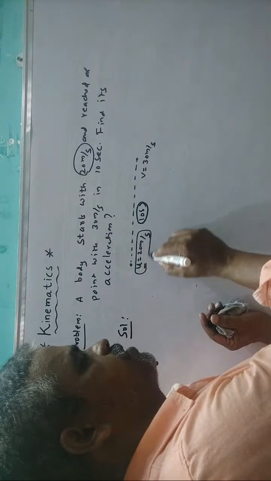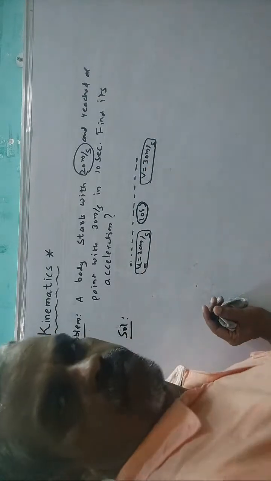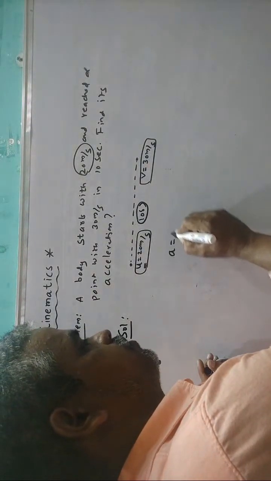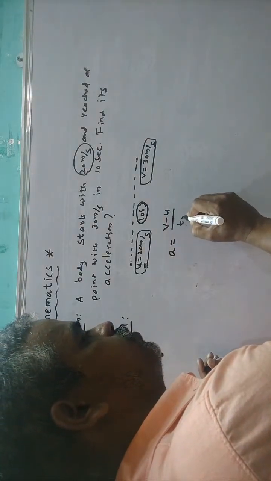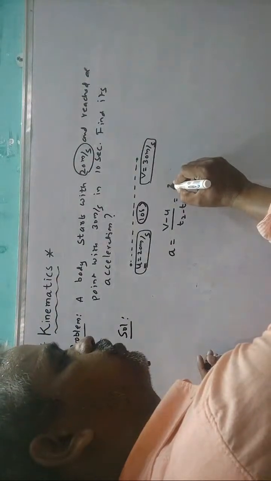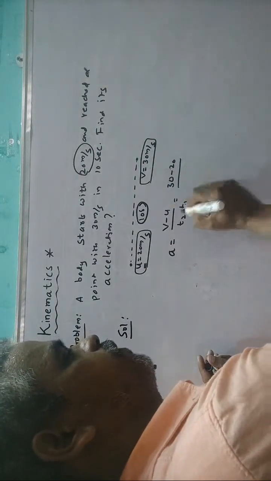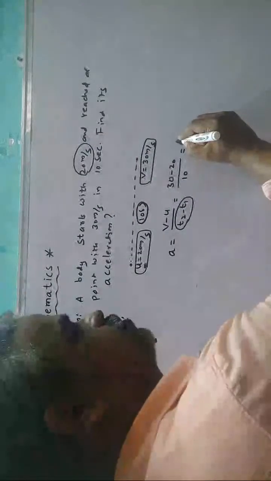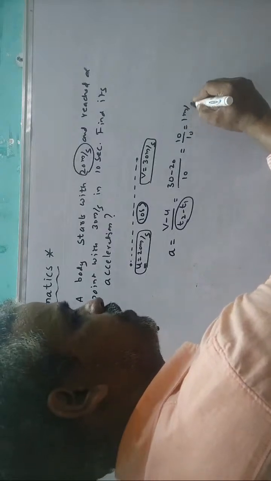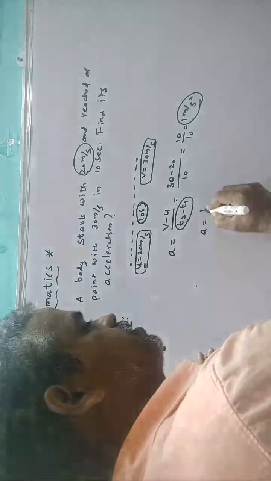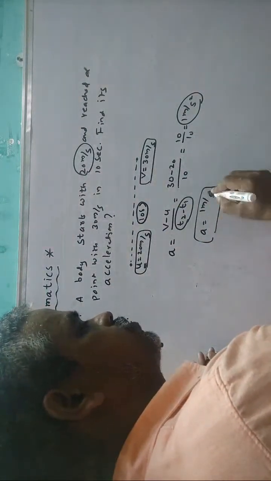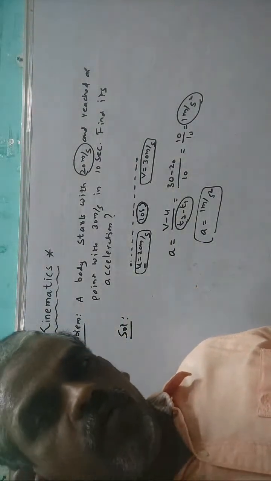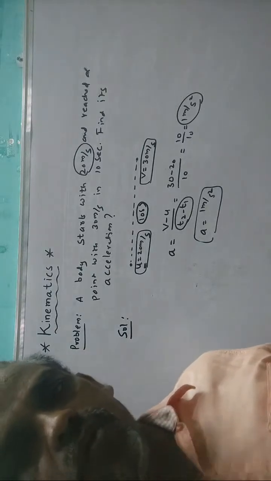Initial velocity 20 meter per second, final velocity 30 meter per second. Then acceleration equals v minus u by T2 minus T1. That is 30 minus 20 by the difference in time, which is 10 seconds. So 10 by 10 gives 1 meter per second square. The acceleration of the body is 1 meter per second square. Okay, copy it. I will give one more question, then you will do it.